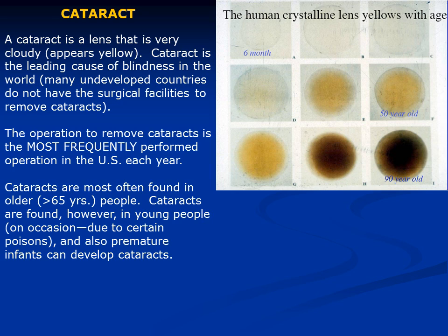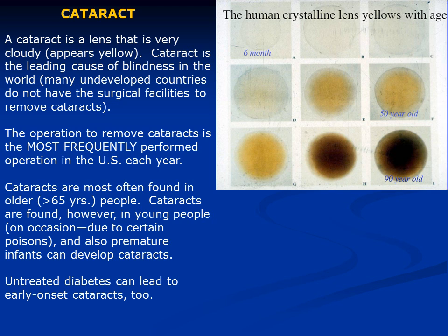All right, cataracts usually, again, manifest in older age, usually a little older than 65. Sometimes they can be found in young people on occasion. Sugar cataracts from diabetes. I'll show some pictures here in a second. Poisons. Premature infants can develop cataracts. It's oxidative stress that those preemies are under that can bring on a cataract.